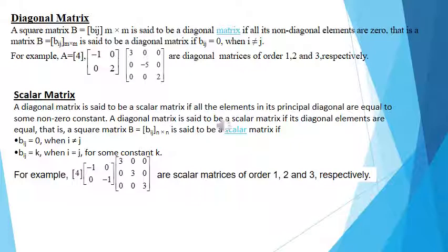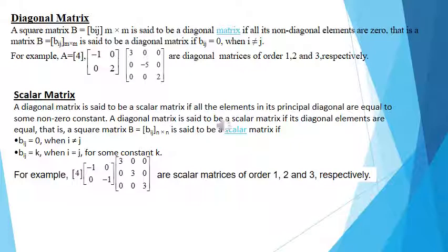Now coming to the scalar matrix. A diagonal matrix is said to be a scalar matrix if all the elements in its principal diagonal are equal to some non-zero constant. That is, a square matrix B = [Bij] n by n is said to be a scalar matrix if Bij = 0 when i is not equal to j, and Bij = some constant k when i equals j.